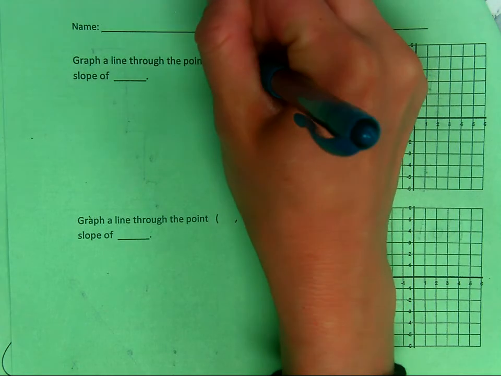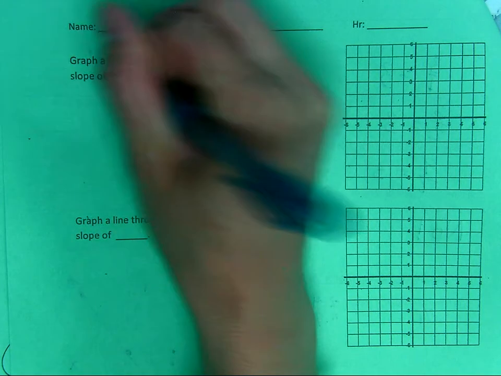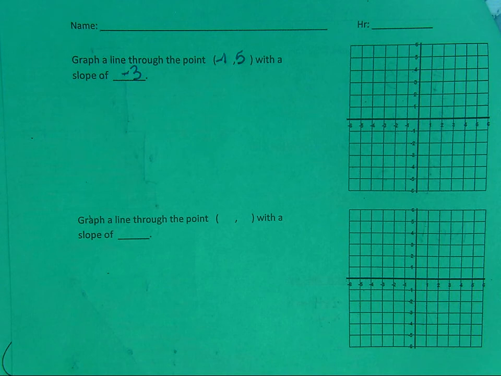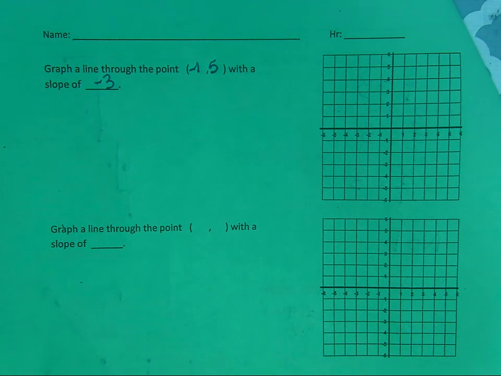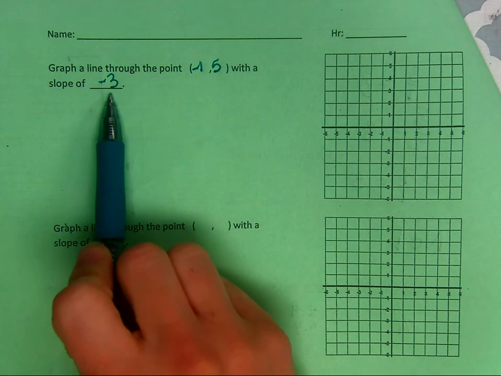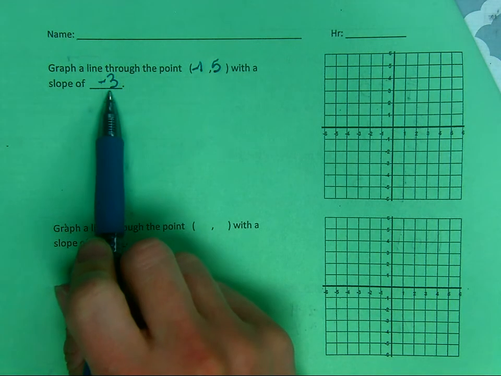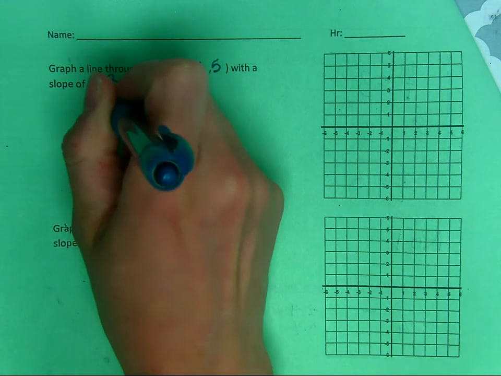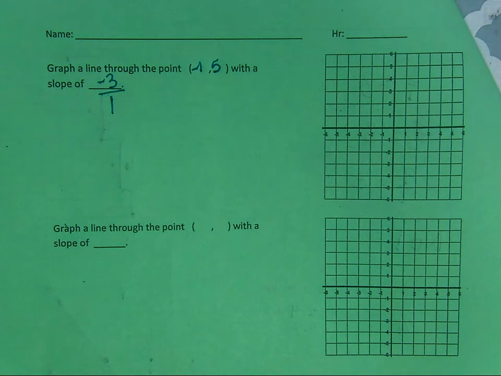But 2 more, and then we are done with this video. So -1, 5, and your slope is -3. So go ahead and try that one, and then play to see how you did. So this one's a little different and is a little tricky because I didn't give you your slope as a fraction, but we can always make any number a fraction by putting a 1 on the bottom. Okay, so make sure you do that, otherwise your graph's probably not going to turn out right.